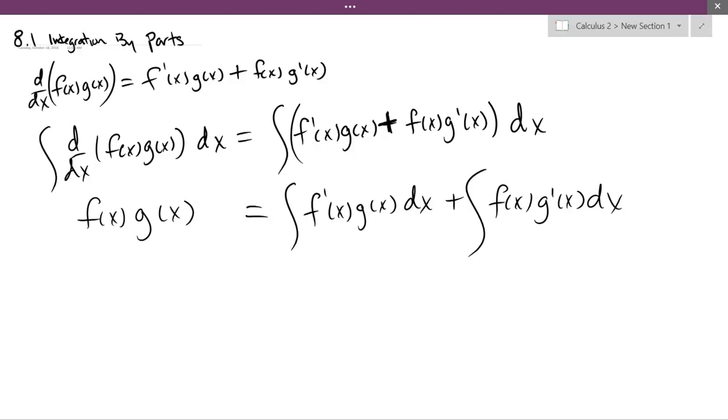The last thing we're going to do is subtract. We want to get one of these by itself. It doesn't really matter which one we get by itself. We'll do the one with the g prime by itself. So I'm going to solve for what I just underlined. All I'm going to do is subtract the other integral to the left side.